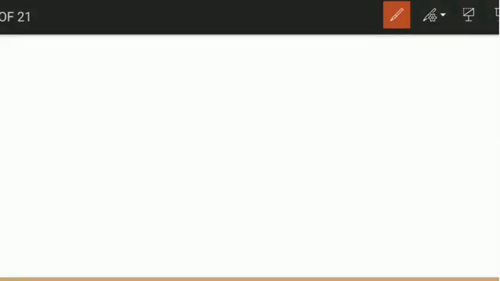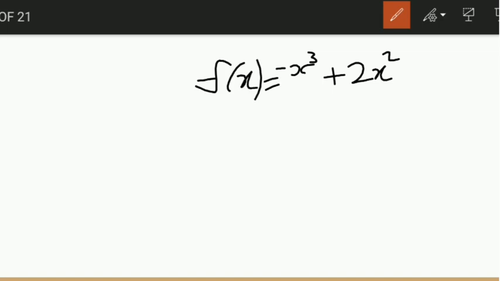Okay, so now let's try to do a problem. We have a function, minus x cube plus 2x square. So f of x is equal to minus x cube plus 2x square. We need to find the point at which this function has a maximum value and a minimum value.